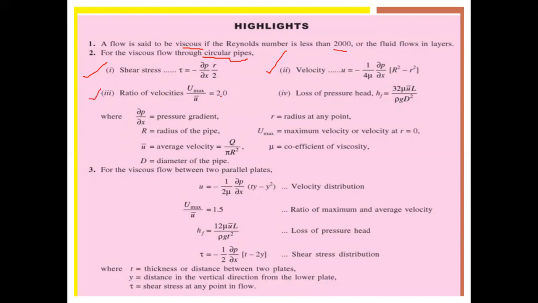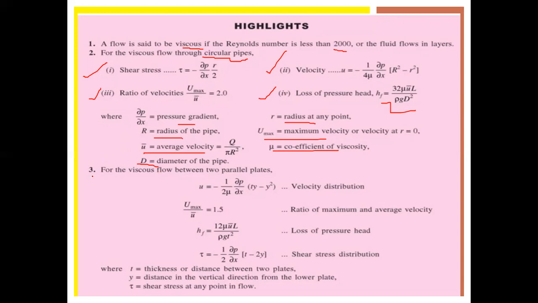Ratio of velocities, loss of pressure head h is equal to this one. Where dou p by dou x is the pressure gradient, r is the radius at any point, capital R is the radius of the pipe, u max is the maximum velocity, u bar is the average velocity, mu is the coefficient of viscosity. Then what is the capital D? Diameter of the pipe. So these are the notations we have to give whenever you are solving the viscous fluid problems and the turbulent flow problems.